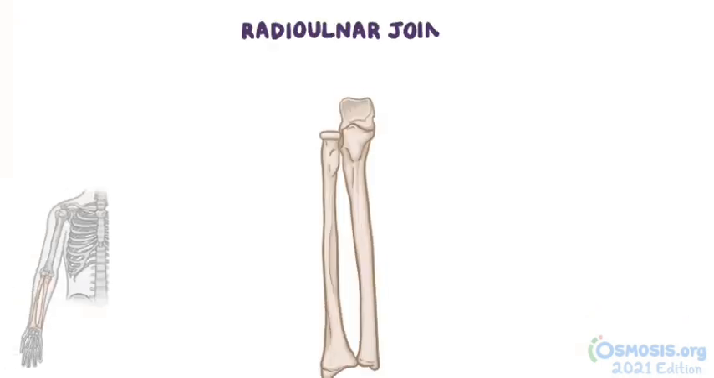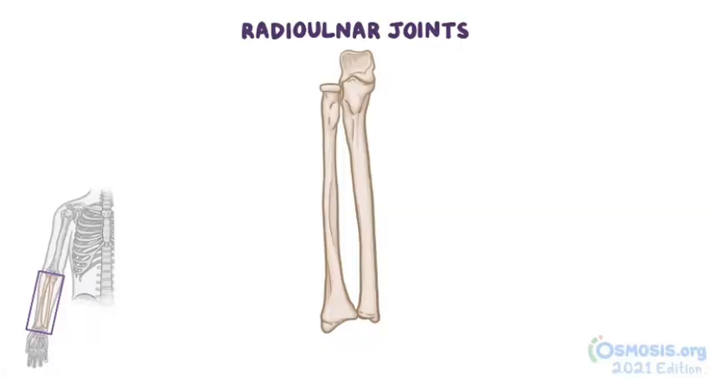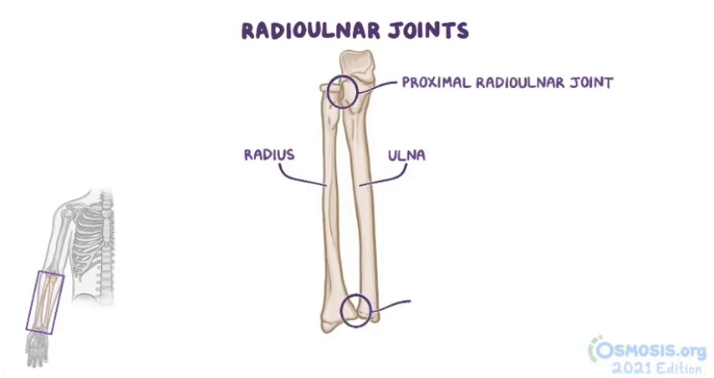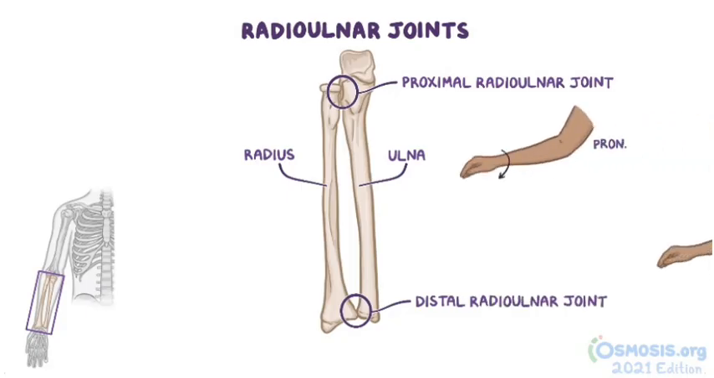The radio-ulnar joints are 2 joints between the 2 bones of the forearm, the ulna on the medial side and the radius on the lateral side. There's one superior or proximal radio-ulnar joint and one inferior or distal radio-ulnar joint, and together they allow for the movements of pronation and supination. This is going to be short and sweet, so let's dive right in.